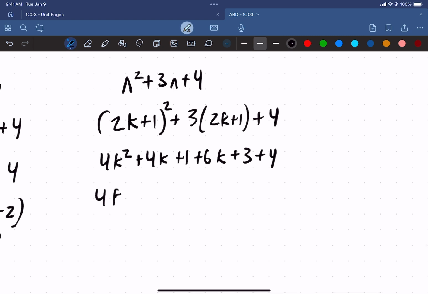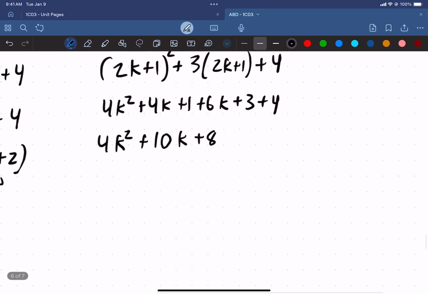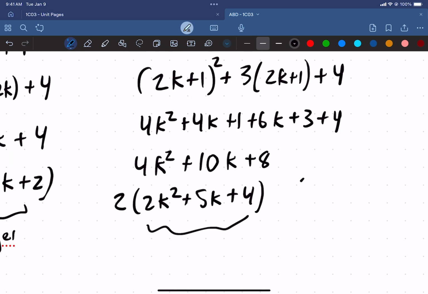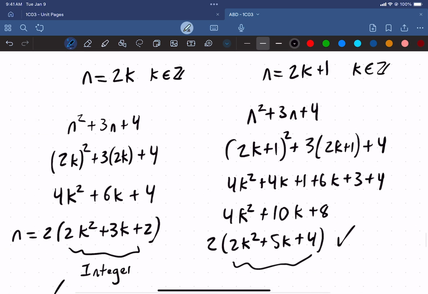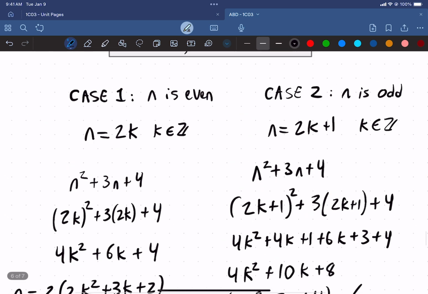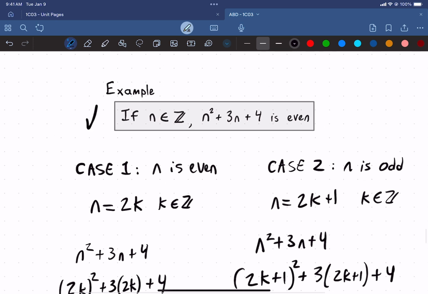Collecting all like terms, we get 4k squared plus 10k plus 8. And then we can see that we can factor out a 2. So we can also show that this is an even number when n is odd. So if both cases branch off to this statement being even, then the whole thing is true.